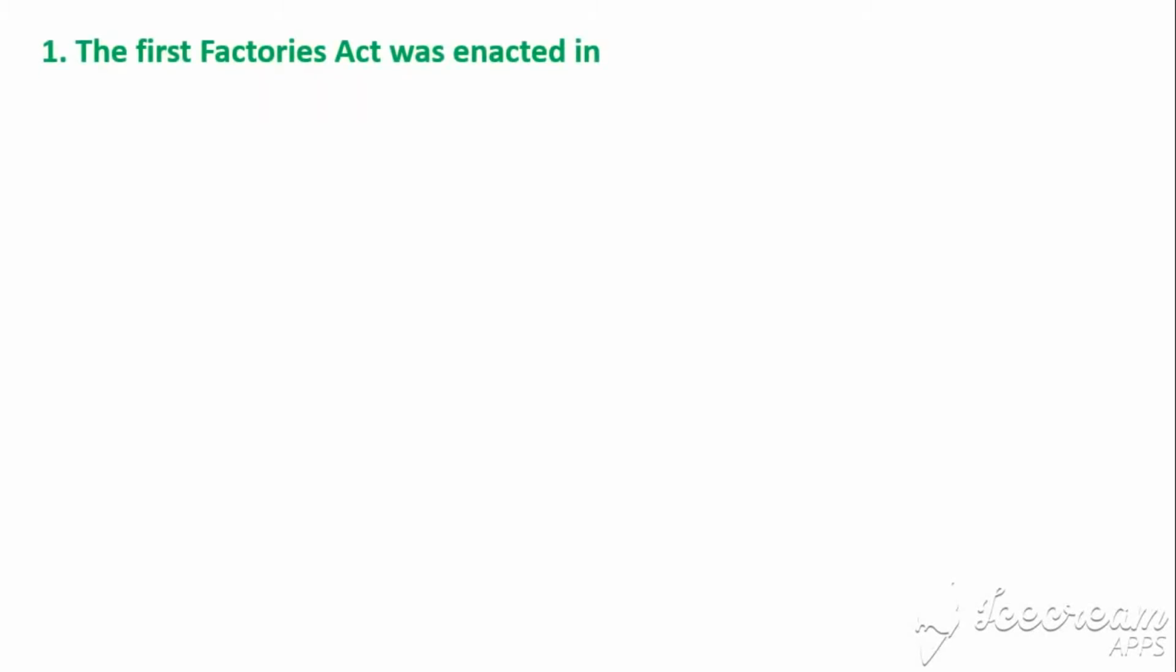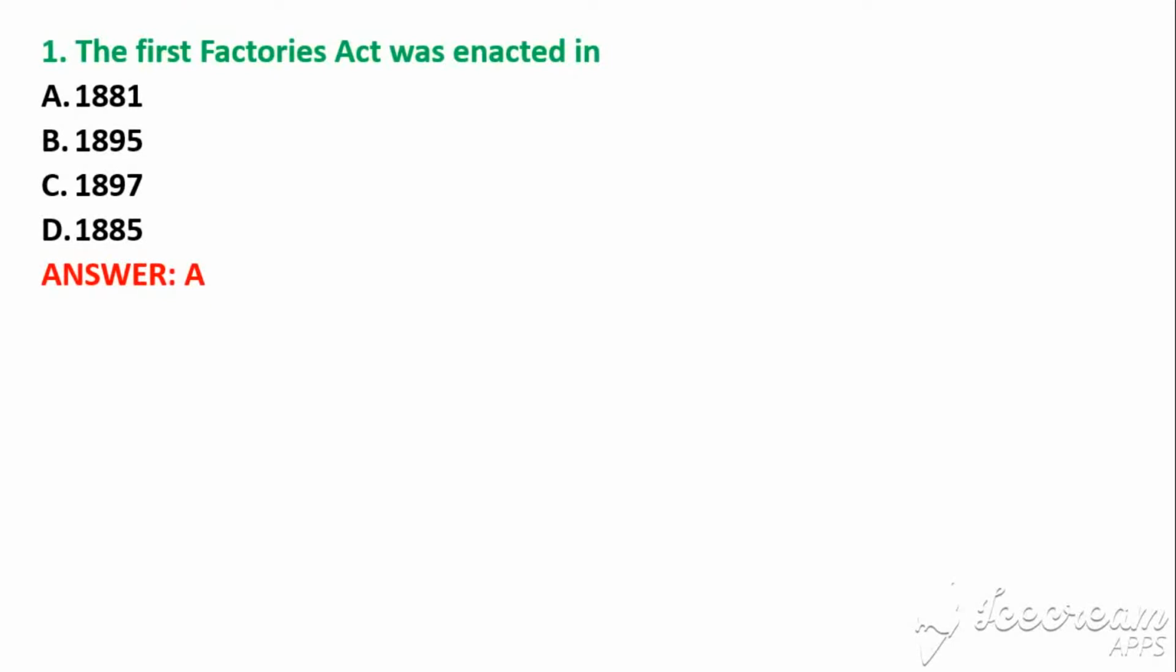The first question is, the first Factories Act was enacted in the year. The options are 1881, 1895, 1897, 1885. Can you guess this? Yes, absolutely. Your guess is right. 1881. A is the right answer.